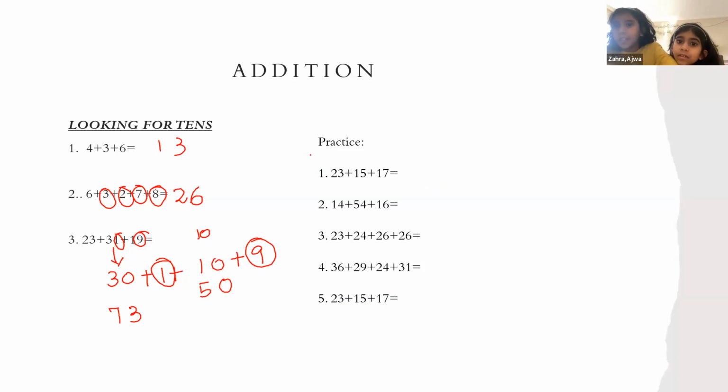Ma'am, is the first answer 55? How did you do it? You also have to explain using this. I used the units and added up. I did 20 plus 10 is equal to 30, and 7 plus 3 is 10. So 30 plus 10 equals 40, and 40 plus 15 equals 55.